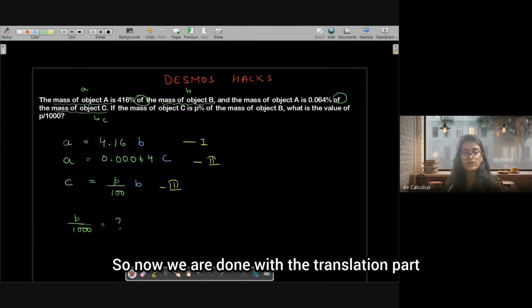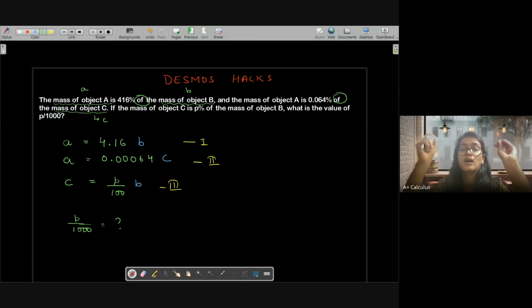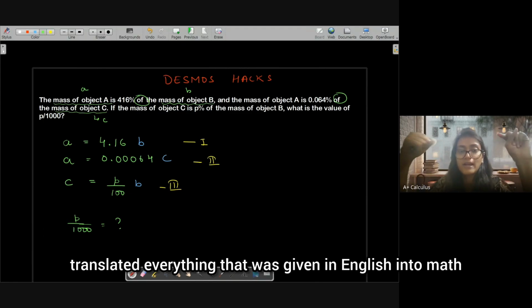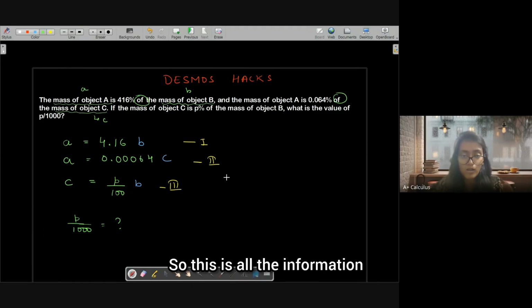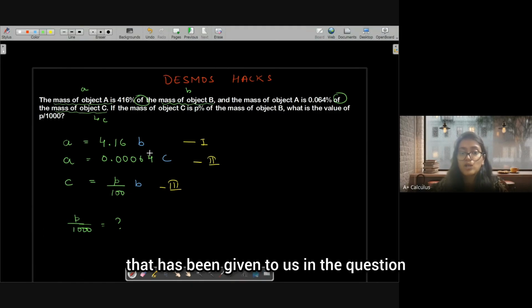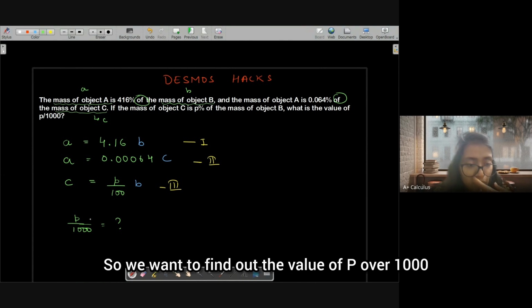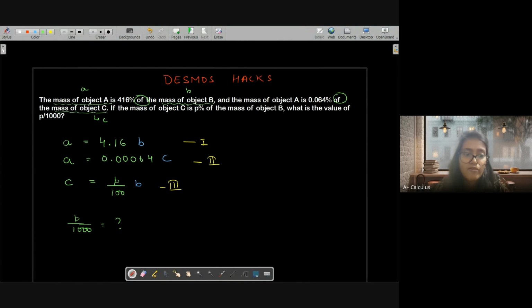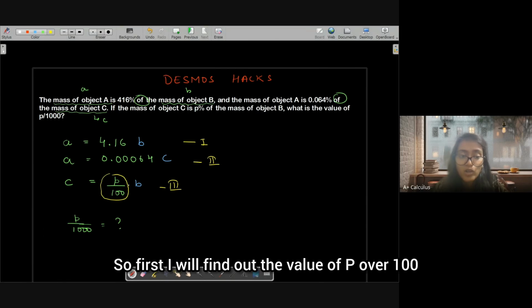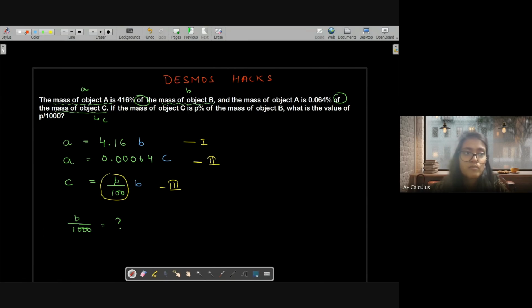So now we are done with the translation part. We have translated everything that was given in English into math. So this is all the information that has been given to us in the question. Now, even if I remove this question, we can solve it. Okay, so how will we solve it? So we want to find out the value of P over 1000. And from the third equation, I can see P over 100. So first, I will find out the value of P over 100.